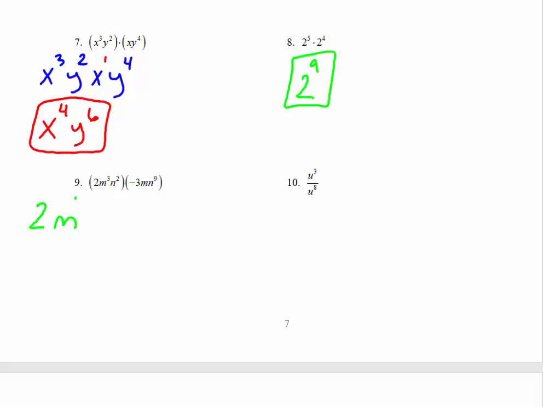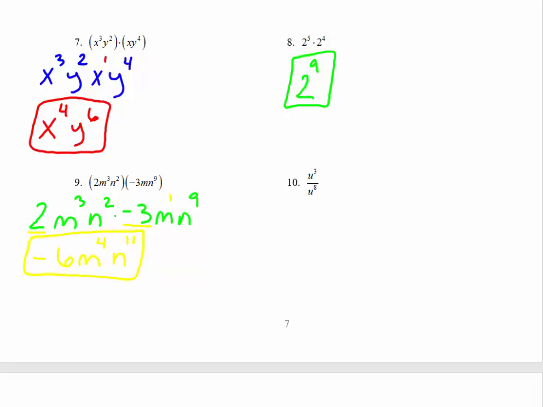So we have 2m to the 3rd n squared times negative 3 mn to the 9th. Negative 3 is not a negative exponent, so don't move it. Let's just start multiplying. 2 times negative 3 is negative 6, and when we're multiplying we add our powers, so 3 plus 1 is going to be m to the 4th, and then 2 plus 9 is 11, so we get n to the 11th. So negative 6 m to the 4th, n to the 11th.